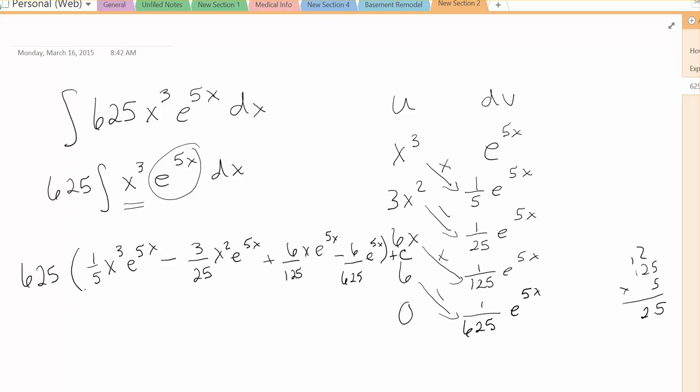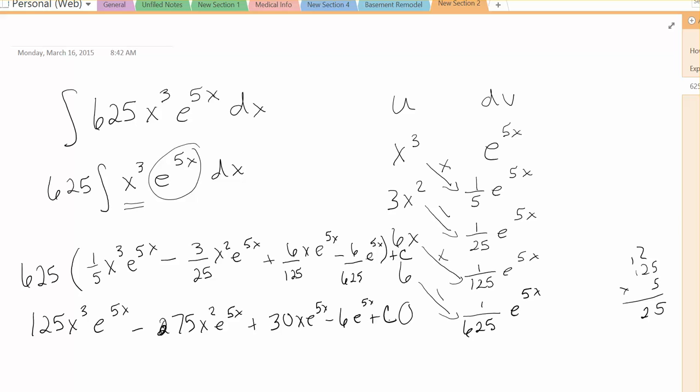And if you distribute your 625 through, you can clean this up a little bit. 5 goes into 625, we just learned that, right? 125 times. So you're going to have 125 x cubed e to the 5x minus 25 goes into 625 25 times, and then that's going to be times 3, which is 75 x squared e to the 5x. 125 goes into 625 5 times, so this is going to be 30x e to the 5x, and then finally minus 6, because the 625s will cancel, e to the 5x plus c. So you can see how nicely that problem works out.